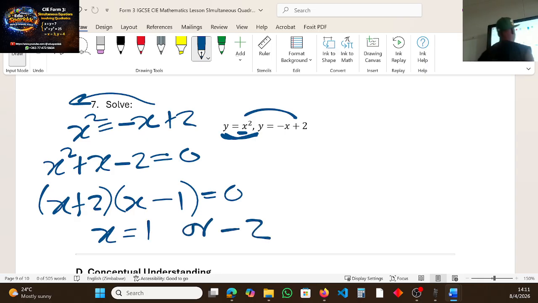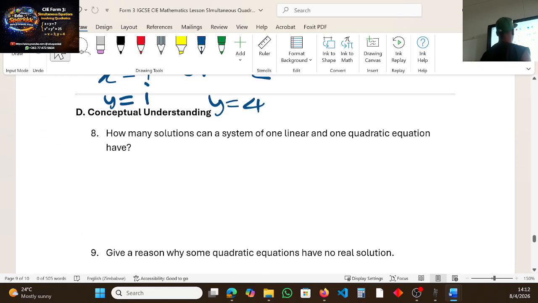Once I have my x, it means I can find corresponding y values. When x is 1, there is x squared, so it means y will be equal to 1 as well. But when x is minus 2, when I square minus 2, it means y will be equal to 4 there. I think those are my solutions to that quadratic.